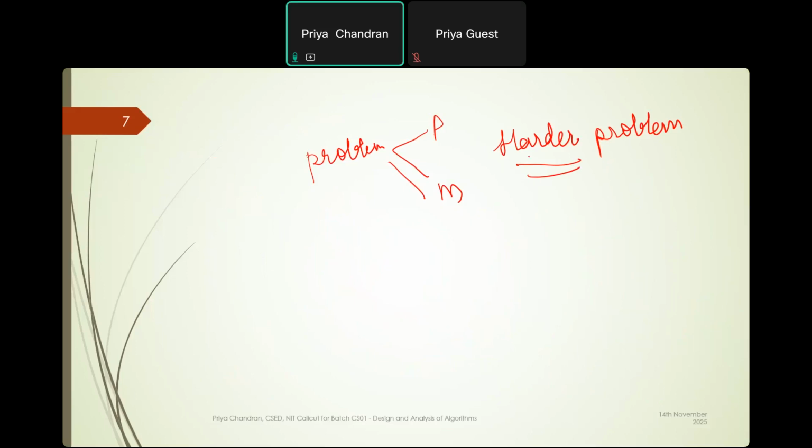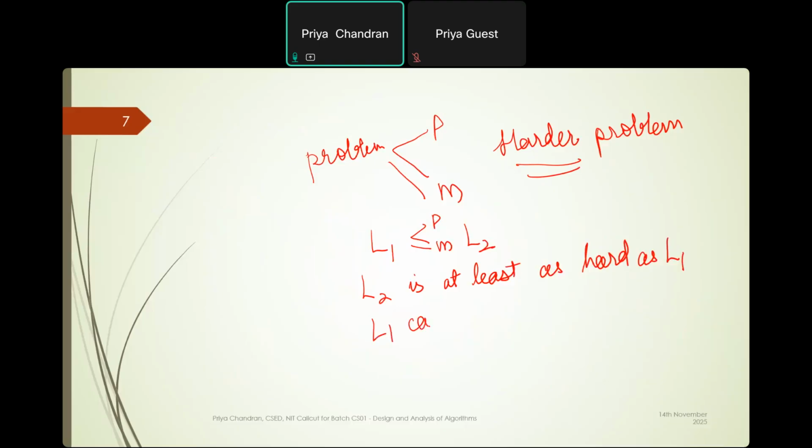So this would mean that on this side, it has to be at least as hard or harder. L1 is polynomial time reducible to L2 means that L2 is at least as hard as L1. That is what we can infer. So with that takeaway, let us proceed. Or L1 cannot be harder than L2 is what we can infer.